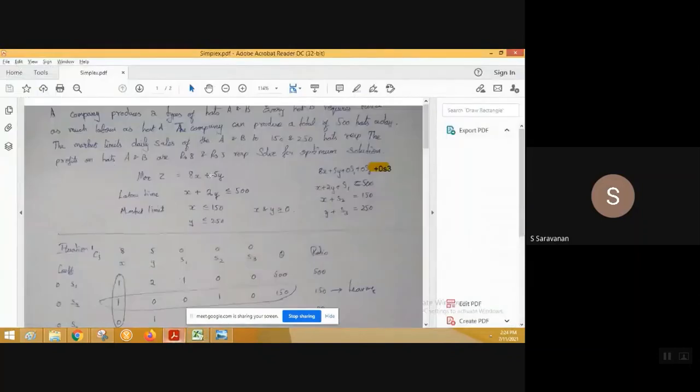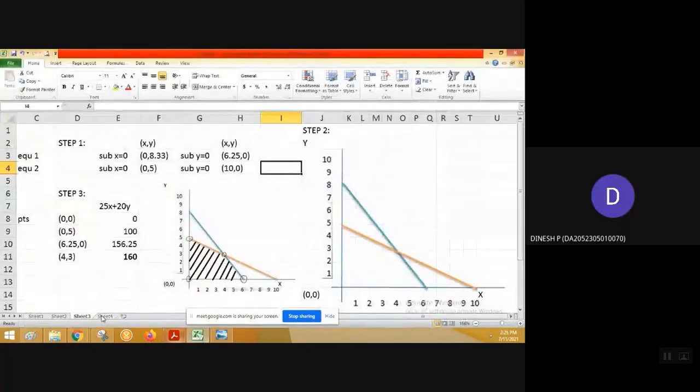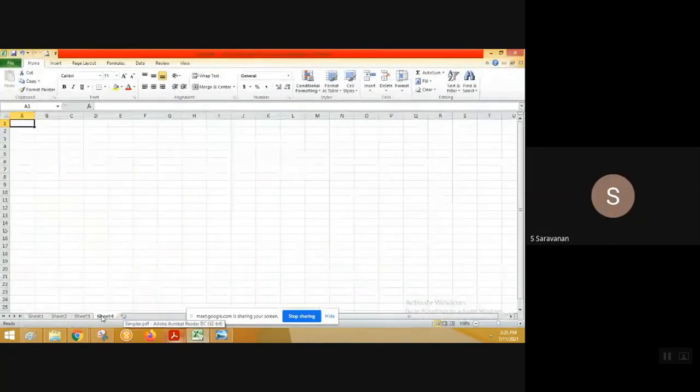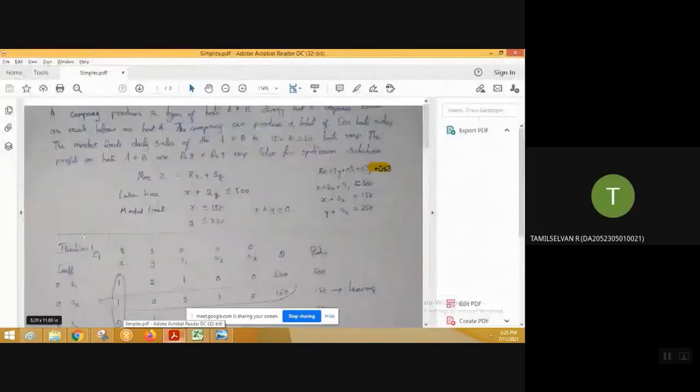So what is it? 8x plus 5y. So this is the problem that we had. So kindly make a note of these 3 equations. x plus 2y is less than or equal to 500. If we substitute x equal to 0, what will be the coordinate for that problem? 0, 250.